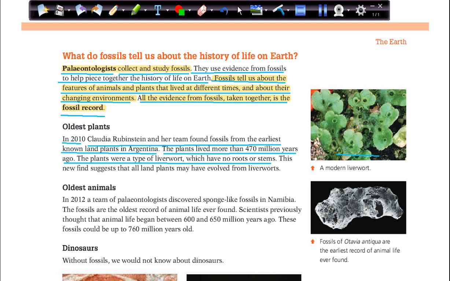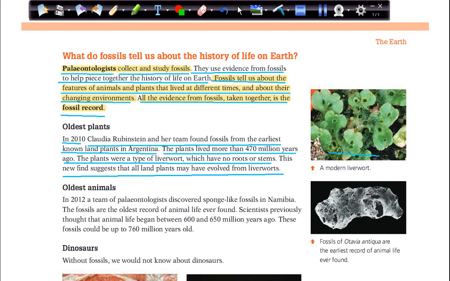So this is the plant called liverwort. It doesn't have any roots or stem. It's just something like leaves, only leaves. This liverwort they found lived more than 470 million years ago. This new find suggests that all land plants may have evolved from liverwort.